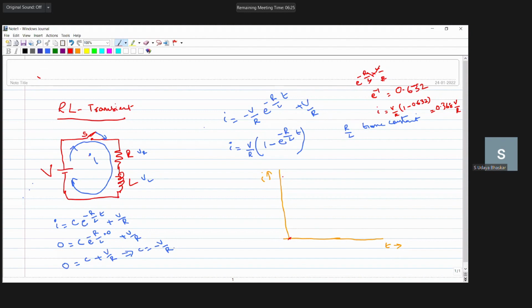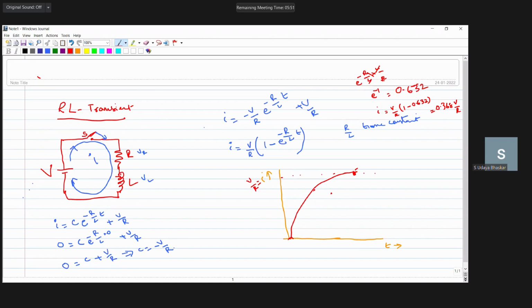You can consider this as the maximum I, and this is nothing but V by R, that is equal to I. So 0.63 may be somewhere here, and at t equal to infinity we will get this one. I can write the diagram like this. So this is nothing but the settling time of the inductor.